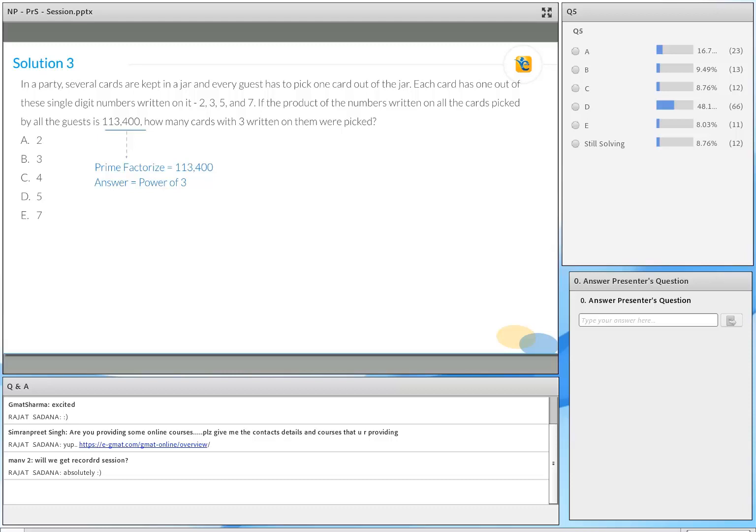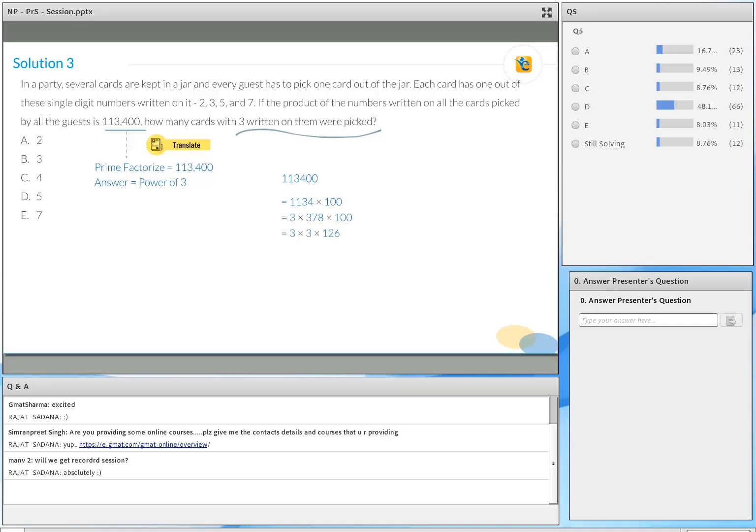If the product of the numbers written on all the cards picked by all the guests is this, essentially when you say product of the numbers picked is this, what you have is, let's say, 2 times 3 times 5 times 7 times 3 times 5 times 7, and so on and so forth. Again, you can visualize this 113,400 in prime factorized form, and the answer to this question will be the power of 3. That's what the answer is going to be.